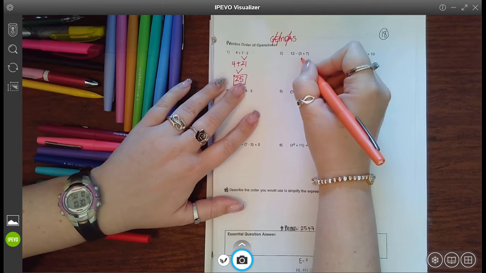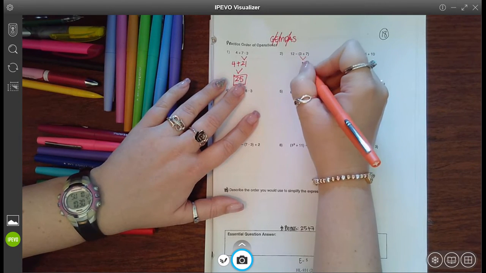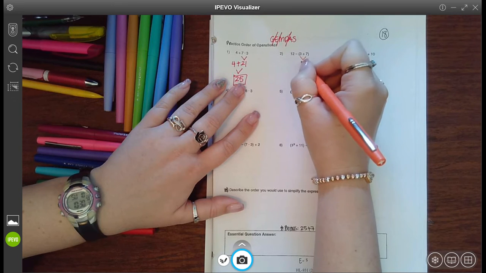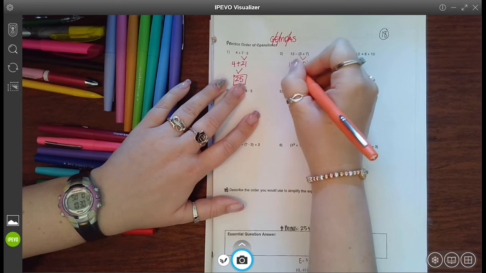Okay, do you see any parentheses? Yes. This 3 plus 7 is 10. And then bring that down, minus 12.